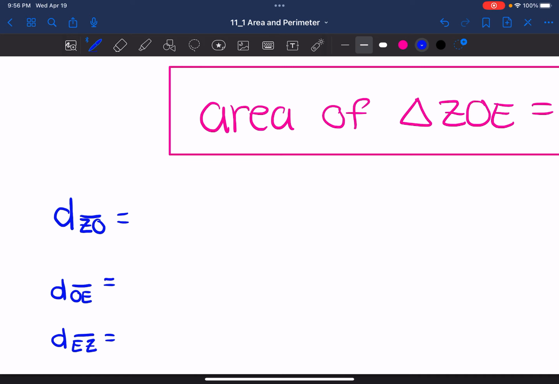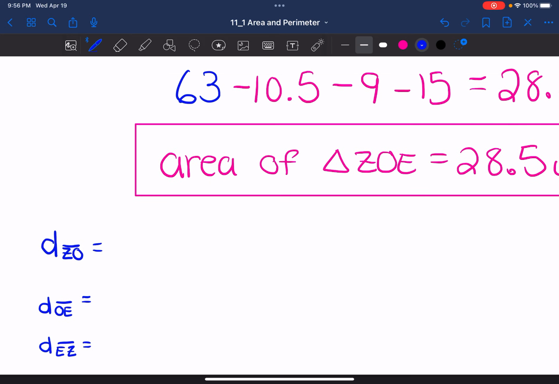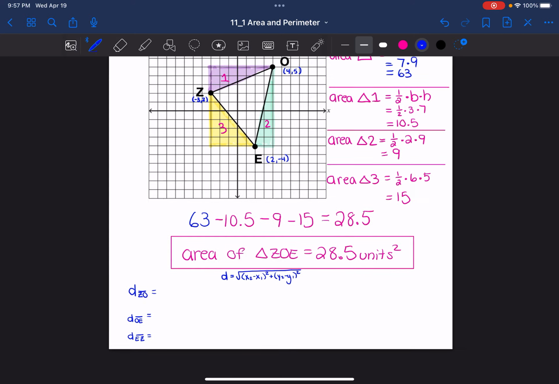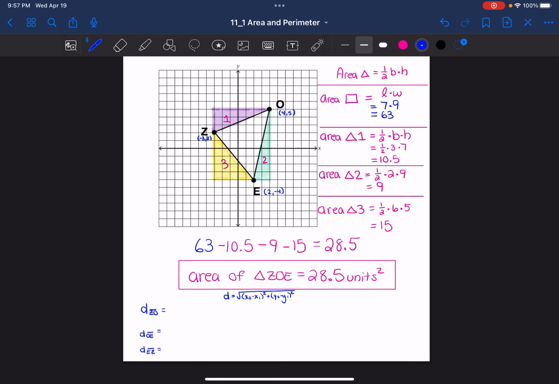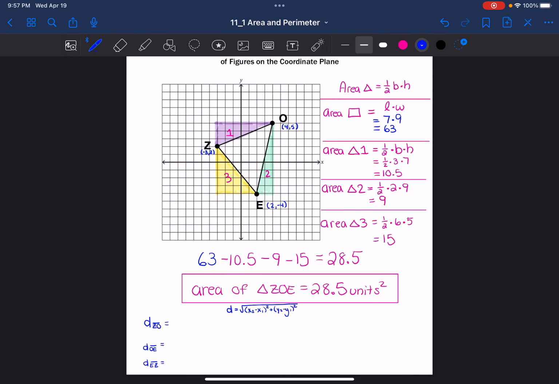So I'm going to leave that for you to do now. If you do not remember the distance formula, I will write that here to help you. It's distance equals the square root of the difference of the 2 x coordinates squared plus the difference of the 2 y coordinates squared. Okay, so you're going to use that distance formula. You're going to find those 3 lengths, add them together, and then come into me ready to tell me what your perimeter is.